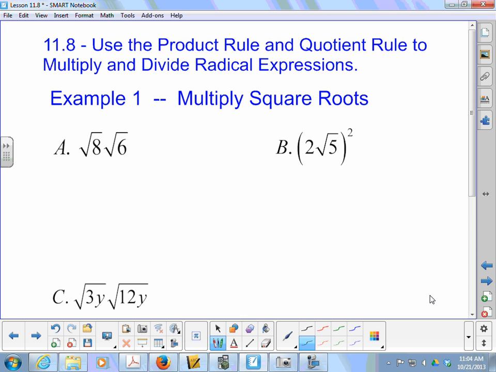And so here we're using the product rule, so I'm just going to multiply 8 and 6 together, and that stays under the radical. So what is 6 times 8? Okay. So we have the square root of 48. So now we have to find the largest square that goes into 48 so that we can simplify that.